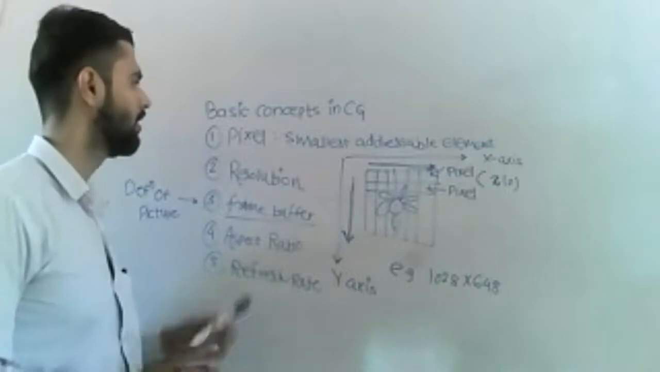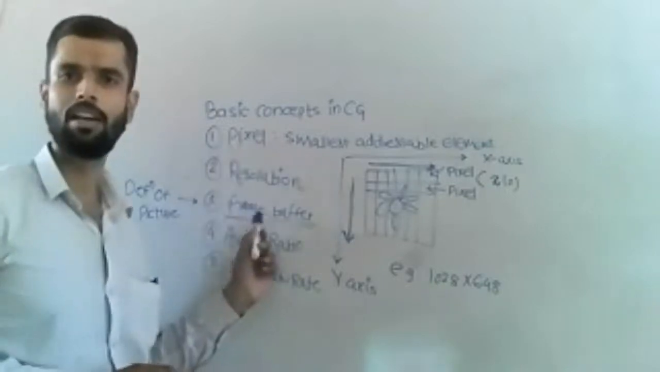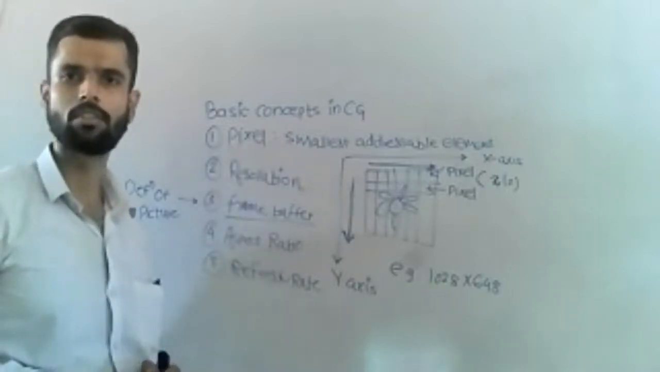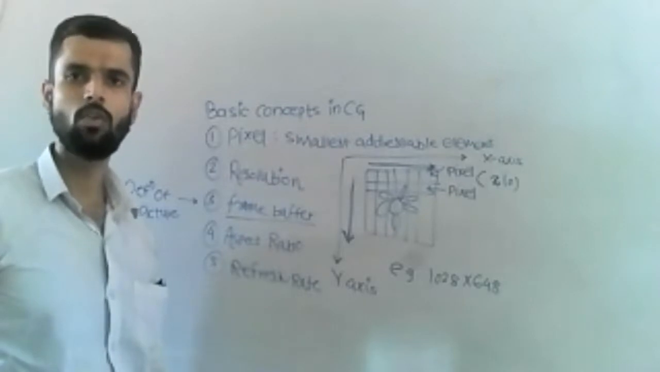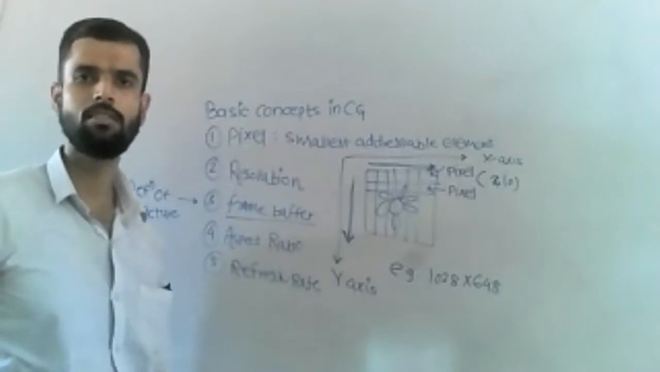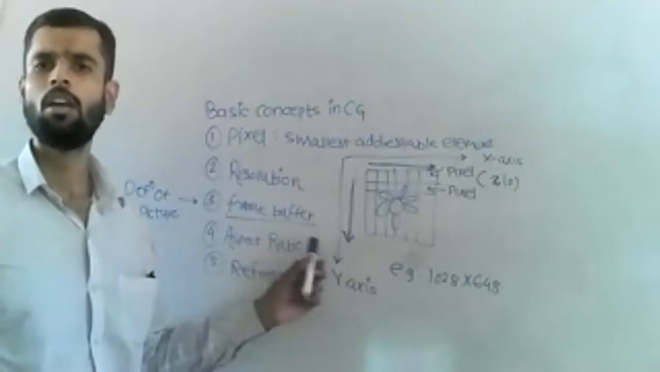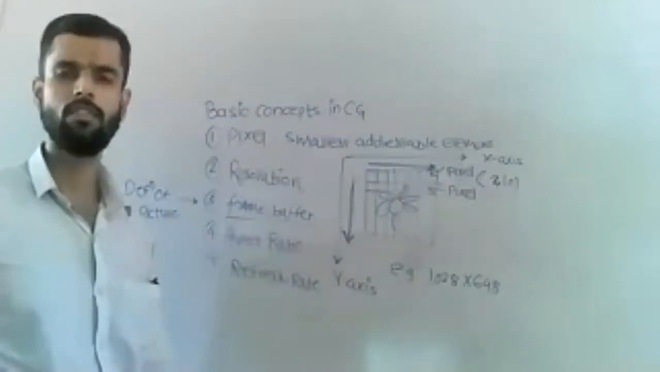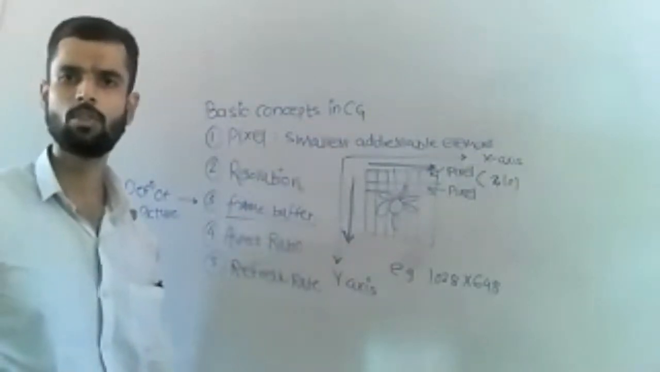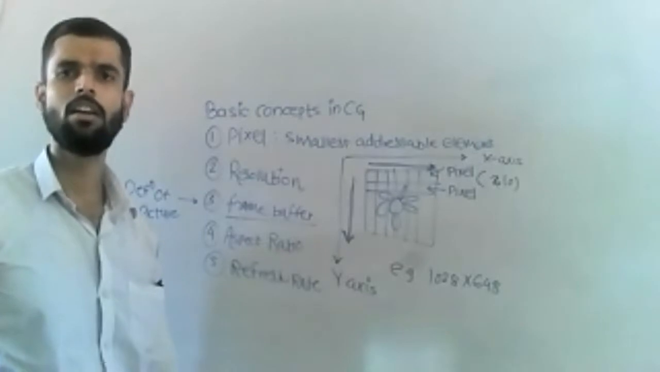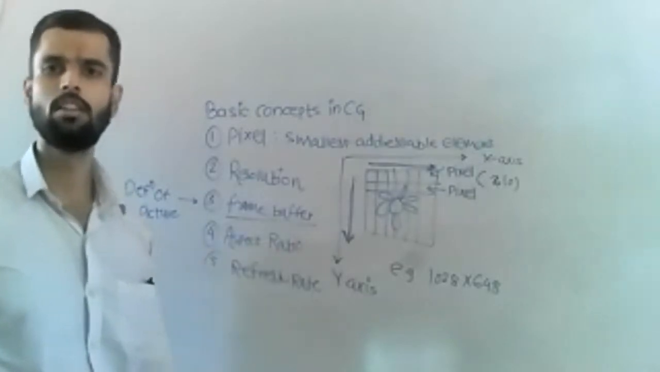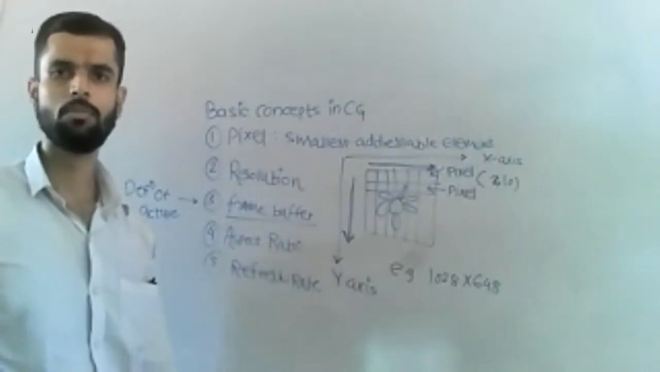So in today's video, we discussed what computer graphics is, applications of computer graphics, and some basic concepts related to computer graphics. In the next video, we're going to discuss some video display devices which are used to display images on the computer screen, and we'll also discuss the cathode ray tube.